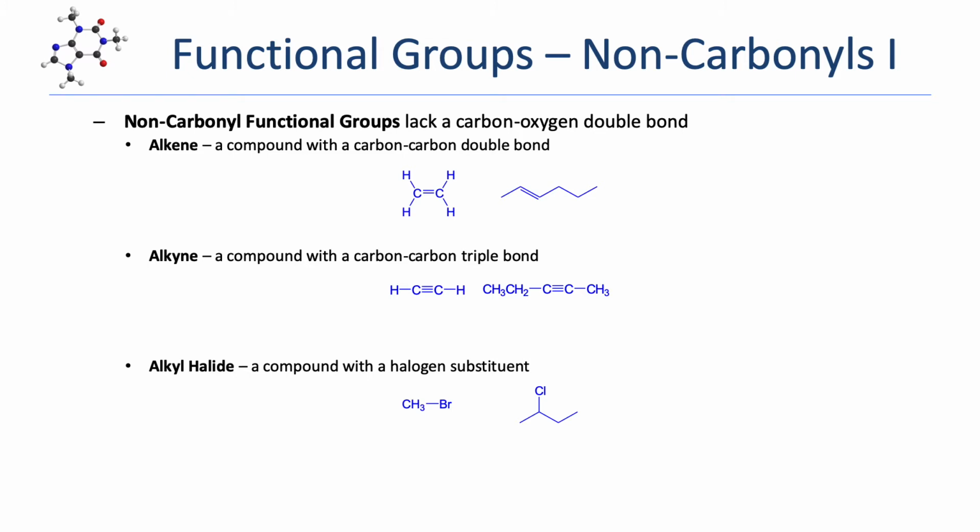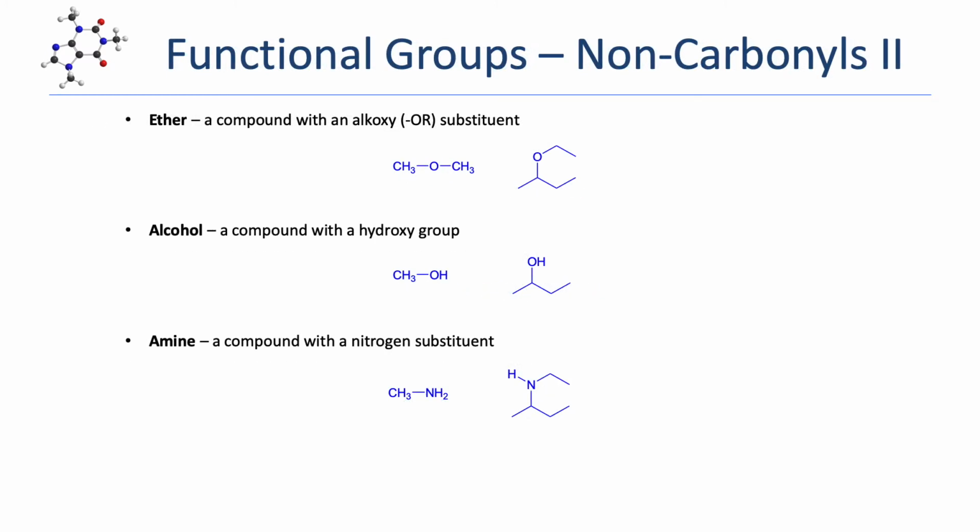And then we've got alkyl halides. These are just alkanes essentially, or compounds that have a bond to a halogen. Next, we've got ethers, which are compounds that have an alkoxy substituent, which is again that OR. It's an oxygen attached to another alkyl group. So here I've got a couple of simple ethers. Another way to look at ethers is essentially it's an oxygen that's bonded to two alkyl groups.